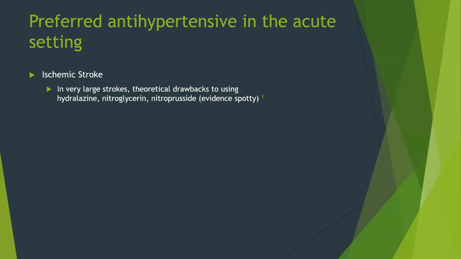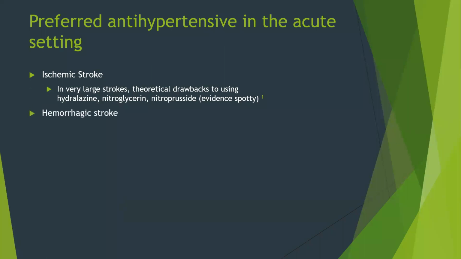For very large strokes, there's a theoretical drawback to using hydralazine or nitroglycerin or some of the venous vasodilators because they increase CSF production, increase the intracranial pressure, and also decrease your systemic blood pressure. So they're going to decrease your cerebral perfusion pressure. But in practice, this is almost never applicable. If a neurologist tells you not to do hydralazine, don't use it. I do tend to use labetalol in ischemic stroke if possible, just because I'm afraid of this, but it doesn't bear out in practice.